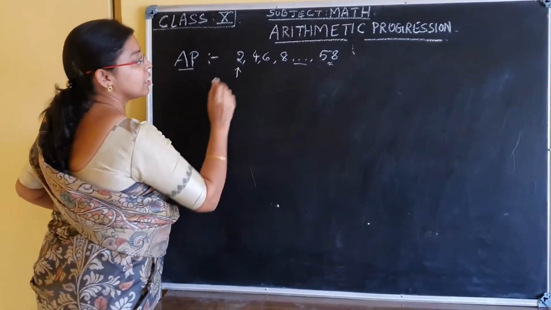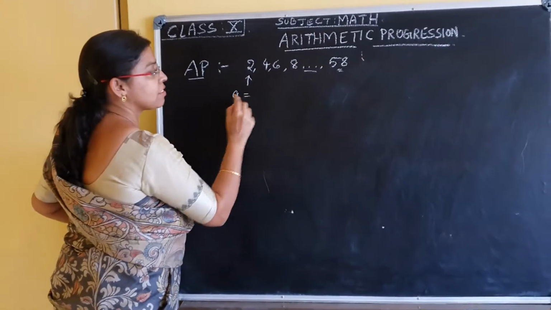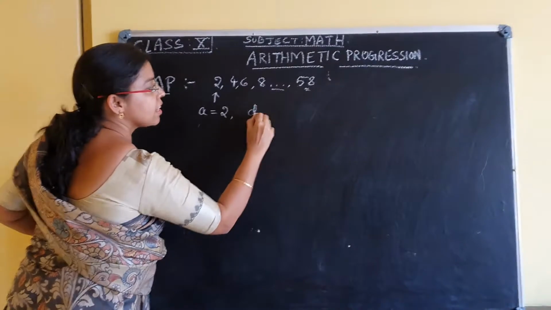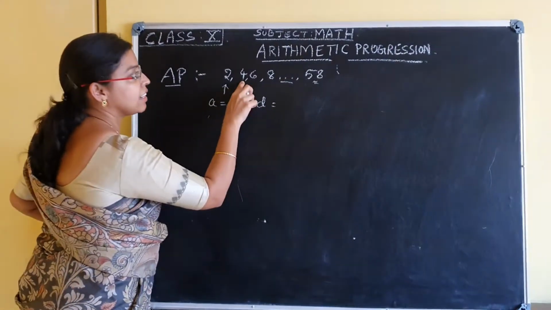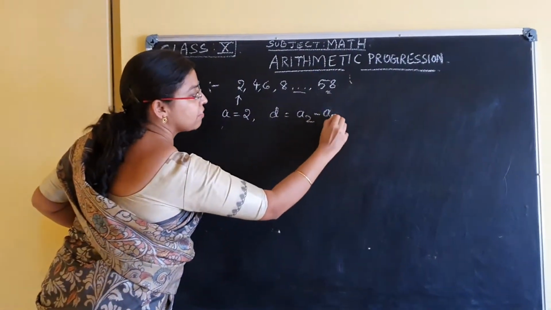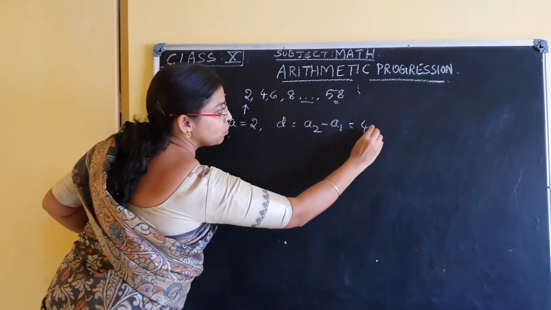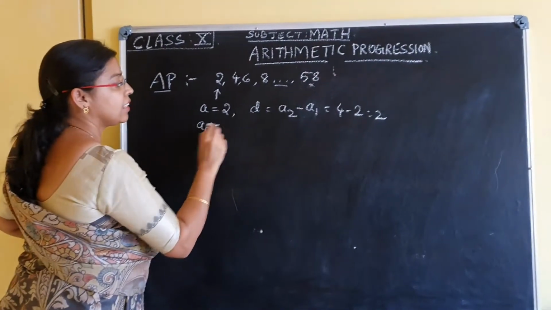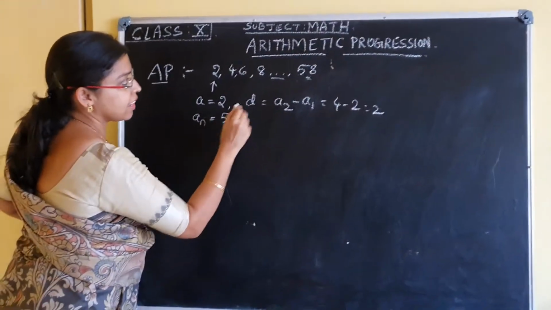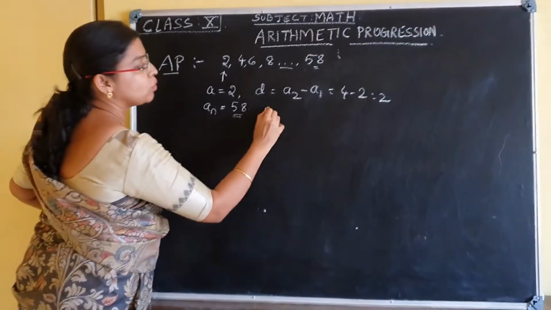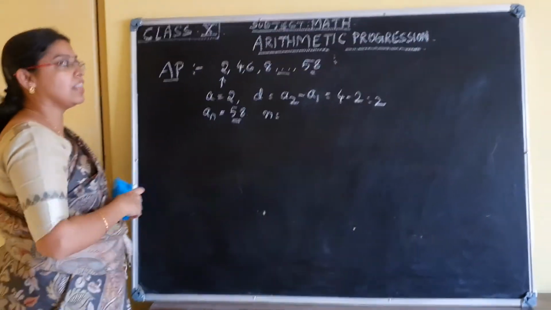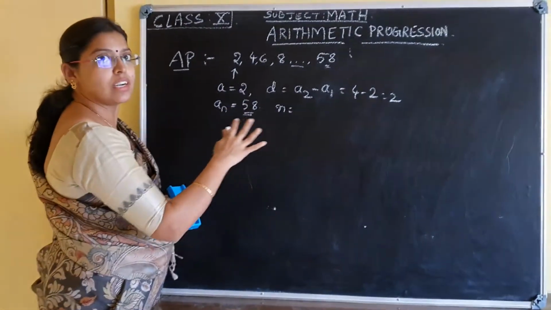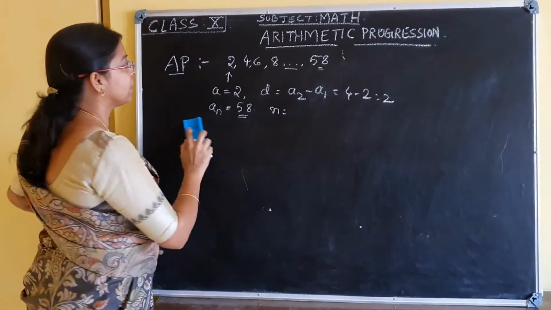Here, what we learned in the previous session is the first term is represented by the letter a. a is here 2 and the common difference is represented as d. d here is a2 minus a1, which is 4 minus 2, equal to 2. And the last term is represented as the nth term, an. In this case it is 58, and we don't know the value of n. This is what we learned in the previous session, how to calculate the n, a values if d is given, all types of combinations we have seen in the first session.